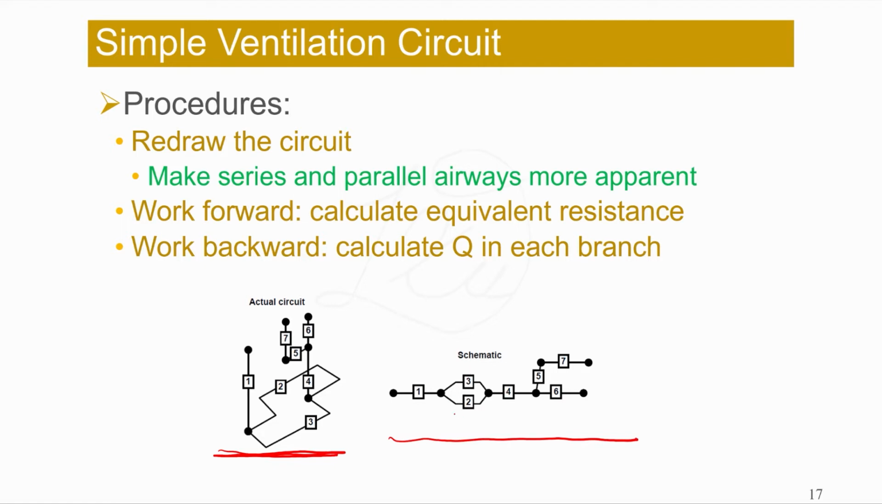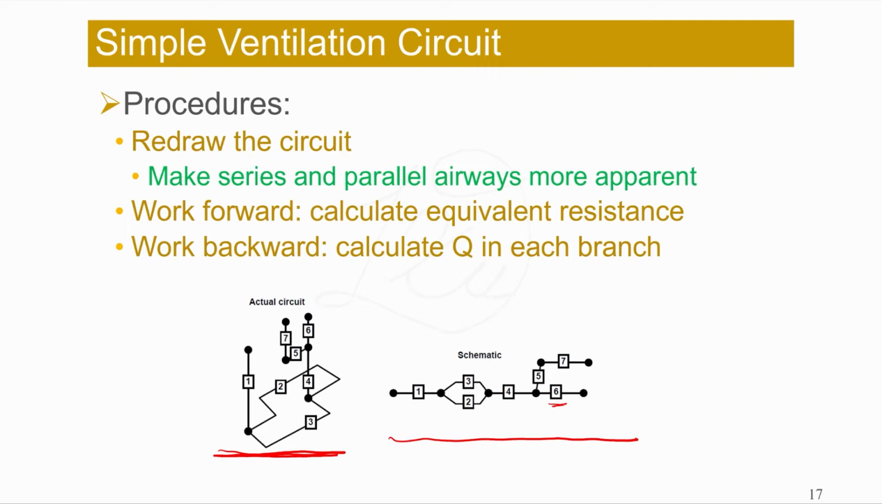For example, on the right, we can see that airways 2 and 3 are in parallel, and airways 5 and 7 are in series, and together they are in parallel with airway 6. So we want to redraw the ventilation network so it's easier to see the relationships between each airway.